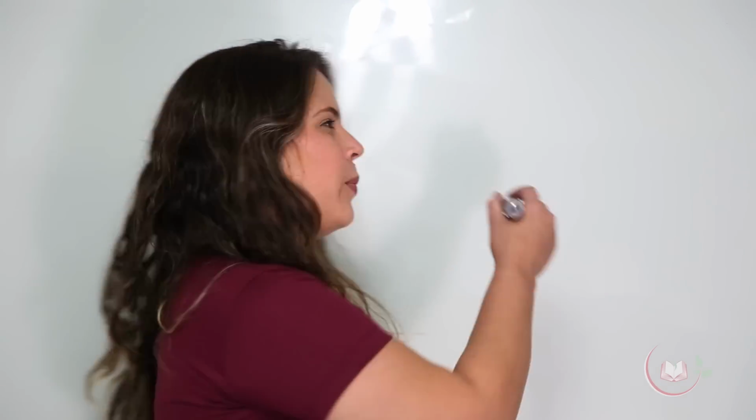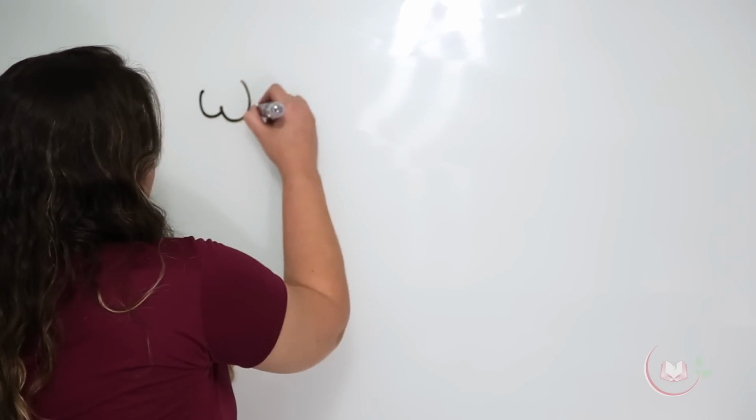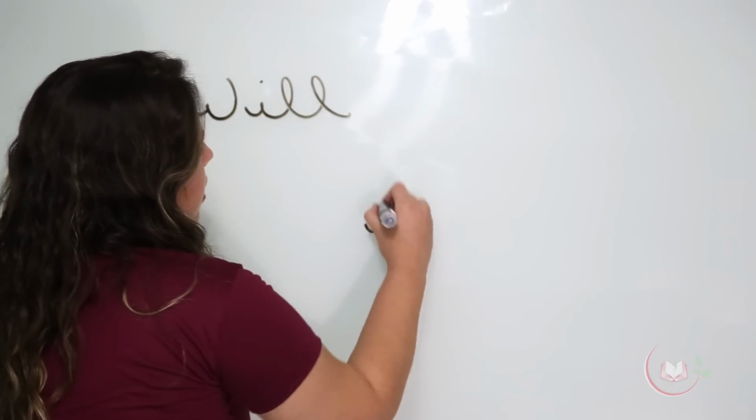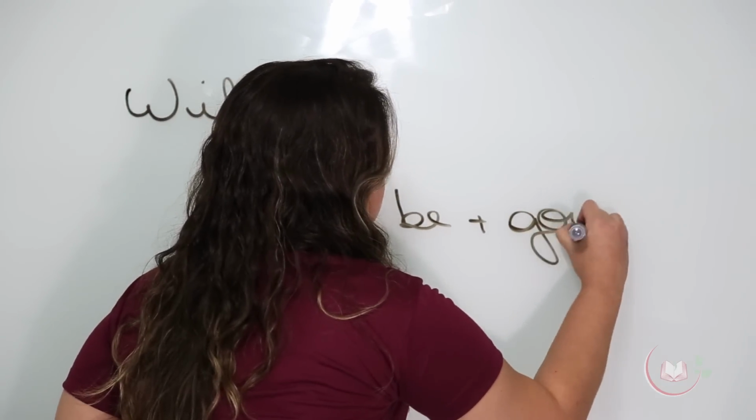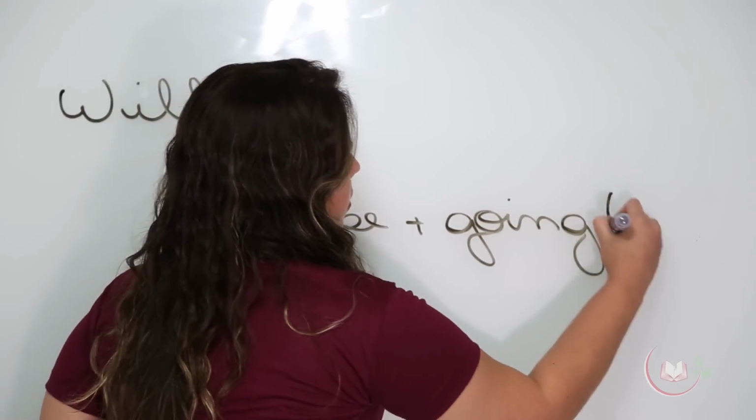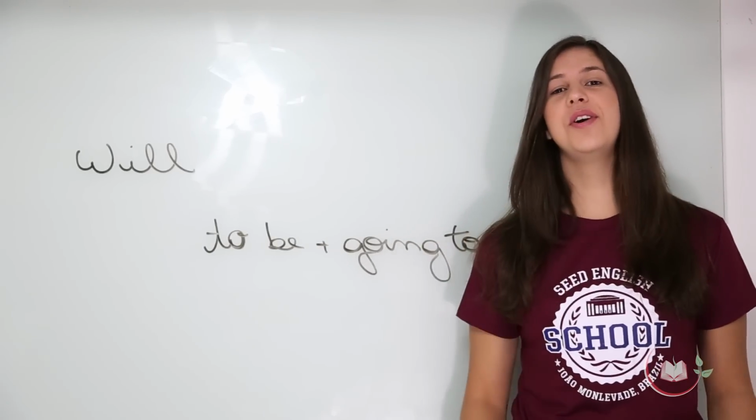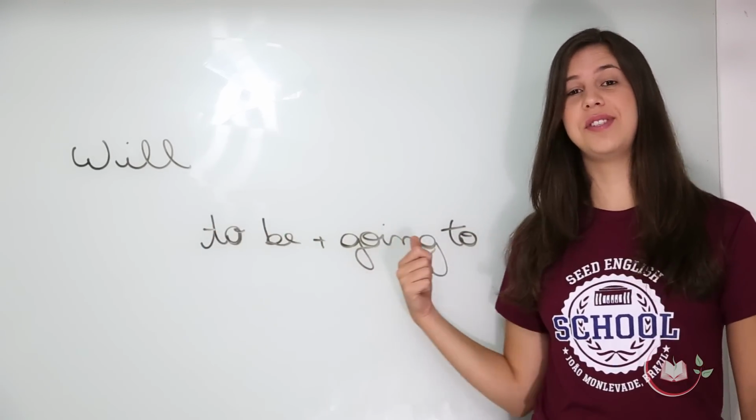It's about future. We know we have some structures to represent future, but today we're gonna focus on two. The first one is will, and the second is to be plus going to. And you, do you know when you use one and when you use the other?